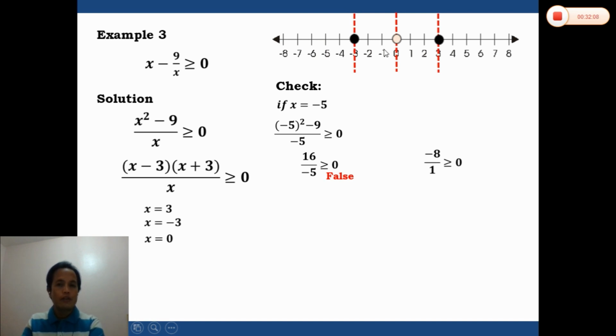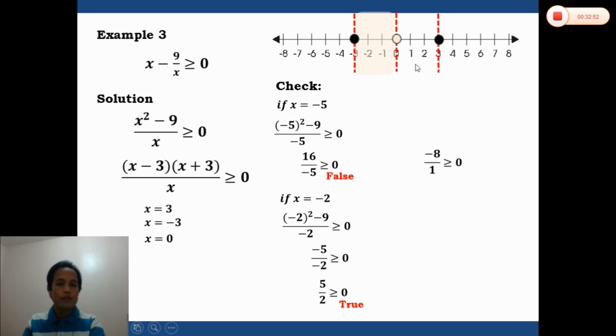Let's proceed to the second region. For example, we will use negative 2 as the value. So we substitute. We have negative 2 squared minus 9 over negative 2 greater than or equal to 0. Negative 2 squared is positive 4, minus 9 is negative 5, over negative 2. Now this time both numerator and denominator are negative, so that gives us positive 5 over 2, which is greater than 0. So this is a true statement. Since negative 2 gives us a true statement, all the values that can be found in this region will also give us a true statement. So we will need to shade this region here.